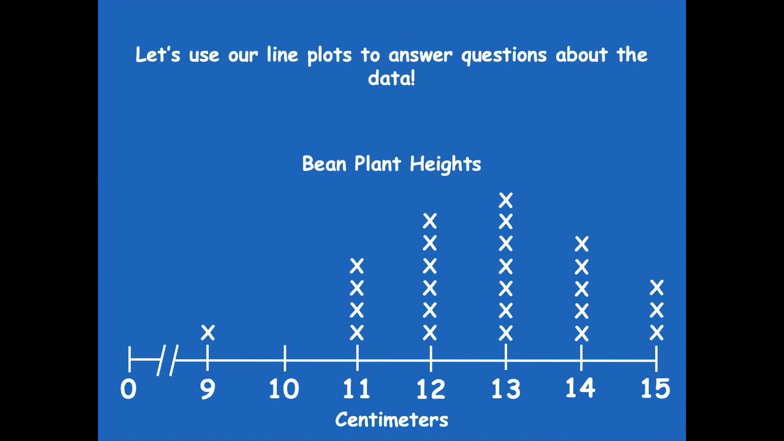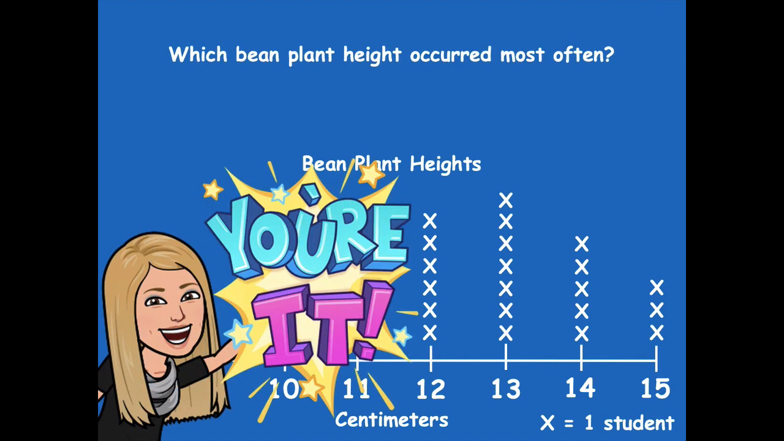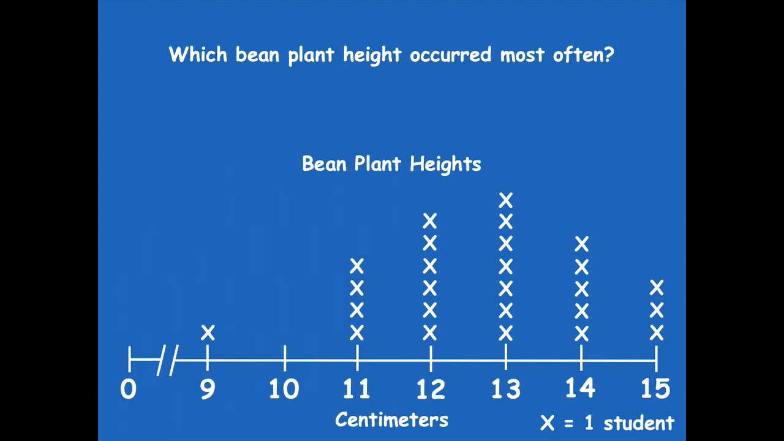All right, so let's use our line plots to answer questions about the data, right? Because that's the really important part of what we're going through. This is where we're really trying to analyze the data and draw some conclusions about our data. So which bean plant height occurred most often? I want you to pause the video, look at your line plot or mine, and find out which plant height occurred most often. Then click play when you're ready to go over it together.